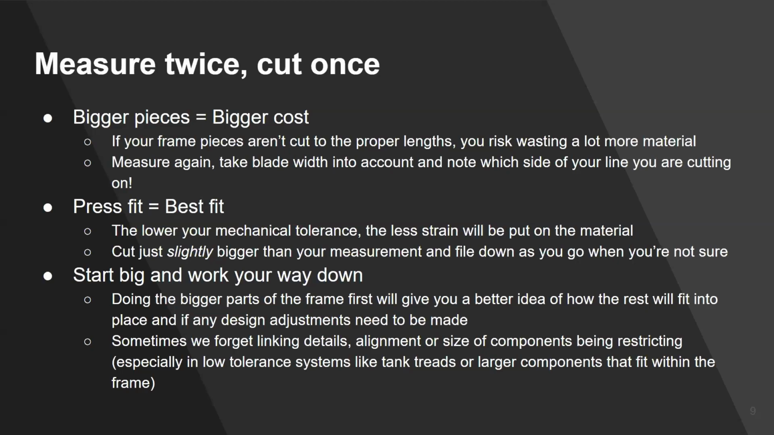Second general rule, press fit is best fit. When it comes to something like a frame, you want very low mechanical tolerance. What that means is whatever measurement you had originally put in your design, the cut that you make should be as close to that original measurement as possible. Because if you're off by, let's say, 2 or 3 centimeters, it doesn't seem like a big deal in theory, but when you get to putting things together, it'll strain your material if you try to force it and bend it into the place where it's supposed to go.